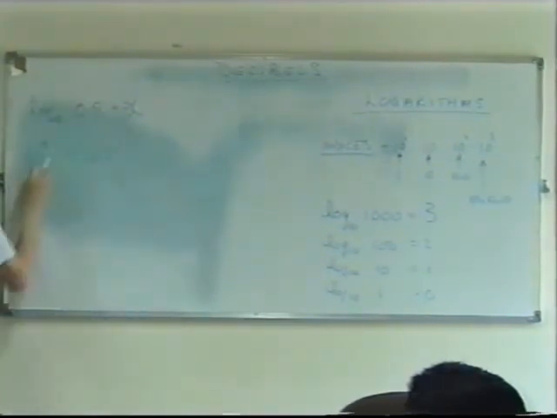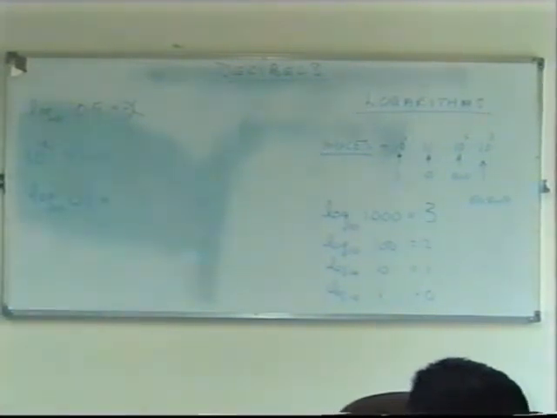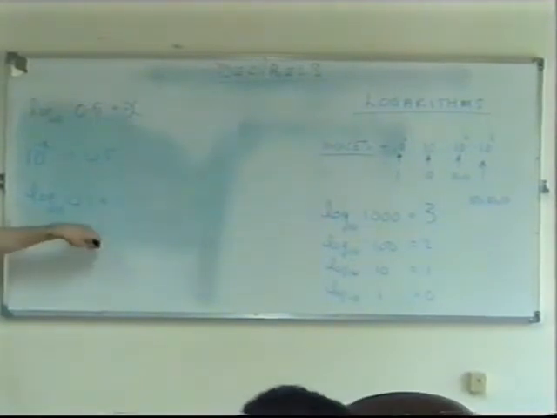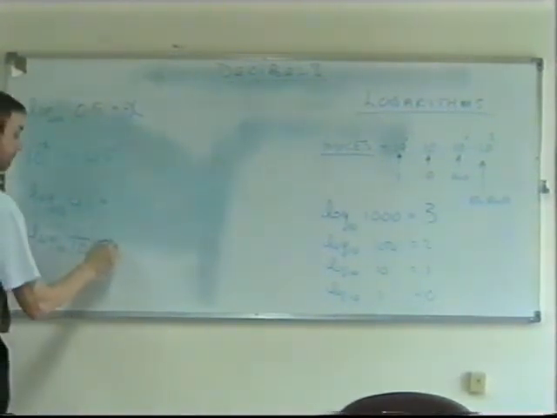In fact, we can go even further than this. For instance, let's say I asked you this question. Log to the base 10 of, say, 0.1. That's a number less than 1, isn't it? Now, the logarithm of 0.1 is a logarithm of a number less than 1, but we can also say it's the logarithm to the base 10 of 1 over 10, isn't it? So what do you think that answer is going to be?